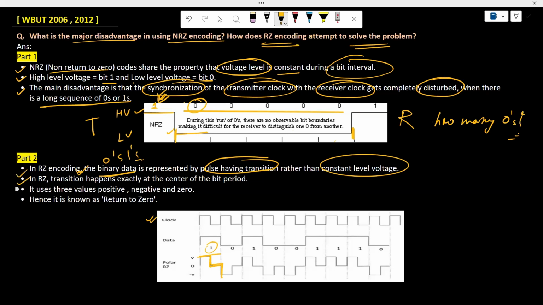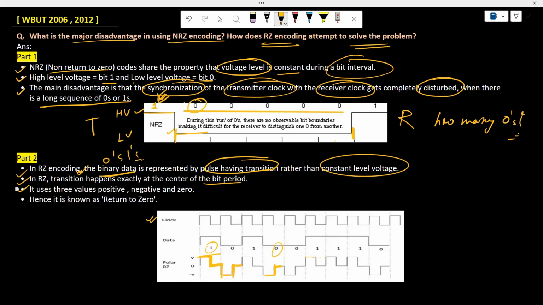Now point 2. In RZ, transition happens exactly at the center of the bit period. If we see any of the bits, we can see from high, it comes to 0 at the center. For 0, we can see it was at low, and now it comes to 0 at the center. That means the transition is happening at the center. For this 0 also, we can see transition is happening at the center. For high also, we can see the transition is happening at the center.